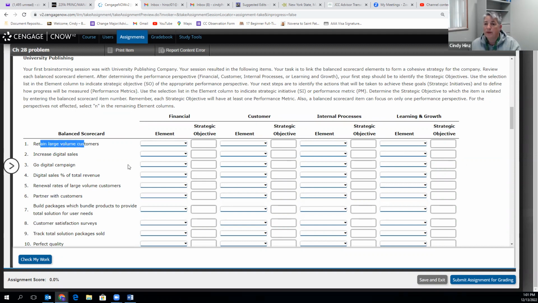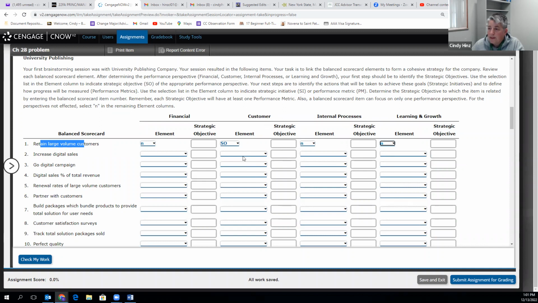The first item here is we want to retain large volume customers. That sounds like a strategic objective associated with the customer perspective, and so I'm labeling that. If we've tied that to the customer perspective, then we know it's not affected under the financial, internal processes, and learning and growth perspectives. So I'm going to change those to the letter N.